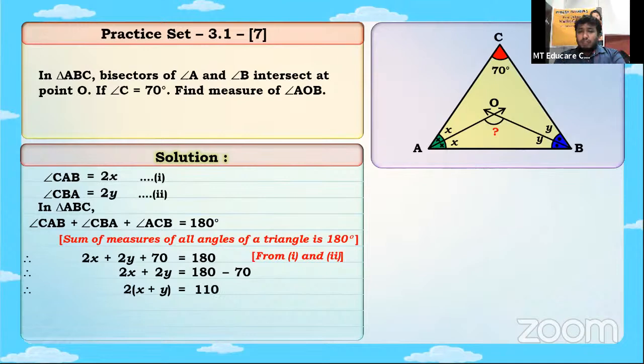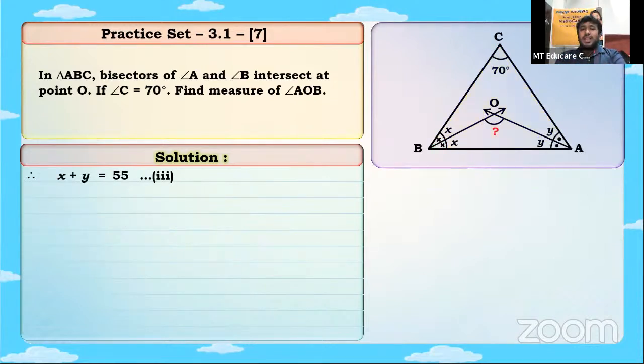We are supposed to find value of x and y. 2 in multiplication comes on right hand side and becomes division. So x plus y is 110 upon 2. Students, tell me what is 110 upon 2? Yes, superb. That's really great. It's 55. Result number 3. So students, we have got the most important result, that is x plus y is equal to 55 degrees. Now this makes our sum more simple. Students, what was our main aim? To find measure of angle AOB.